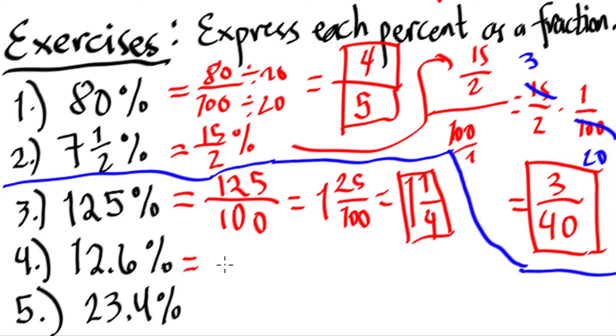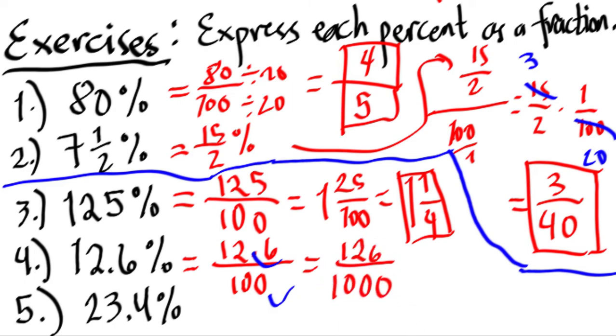For number 4, let's drop the percent symbol and make this a fraction. So we have 12.6 over 100. As we can see, we have a 12.6 here. Maybe we can simplify this by adjusting the decimal point. What we're going to do is move the decimal point to the right in order to make it 126. And if we do that in the numerator, we need to do that also in the denominator, giving us in our next step 126 over 1000.